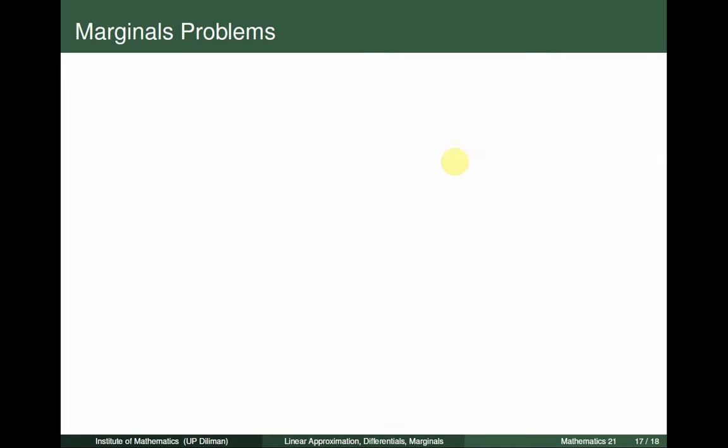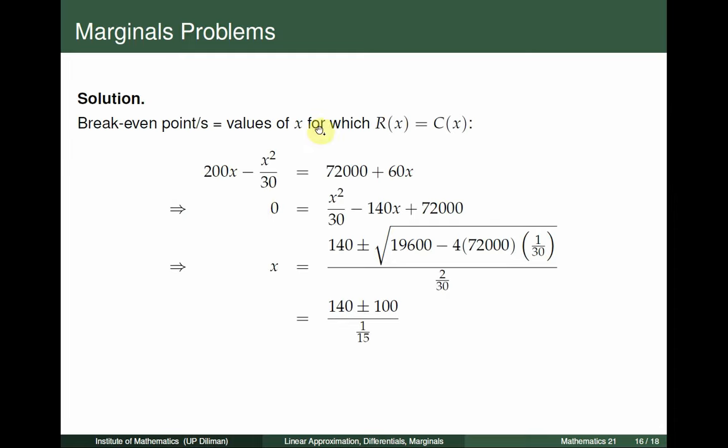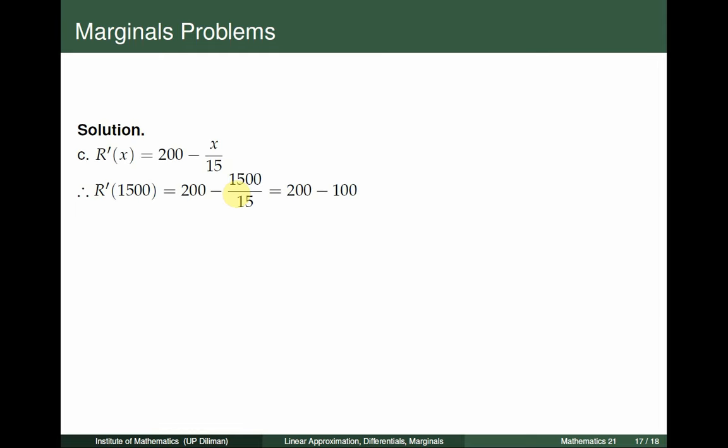Okay, so what about C? For C, we want the marginal revenue function. So we will evaluate first the marginal revenue function, which is r prime of x. And r of x is just here. It's just a polynomial, so we can easily evaluate r prime of x, which is 200 minus x over 15. And finally, we can easily get r prime of 1,500 by substituting x is 1,500. So r prime of 1,500 is 200 minus 1,500 over 15, which is 200 minus 100, or 100 pesos.